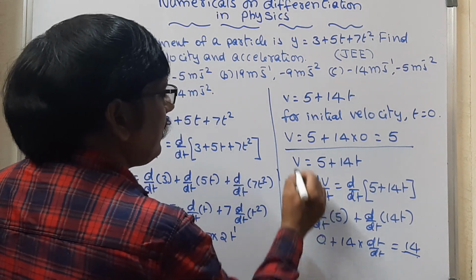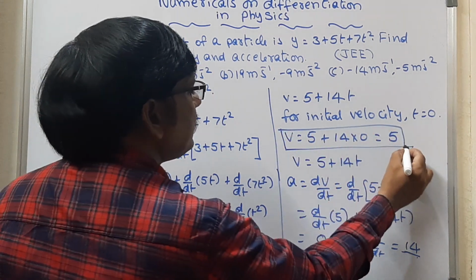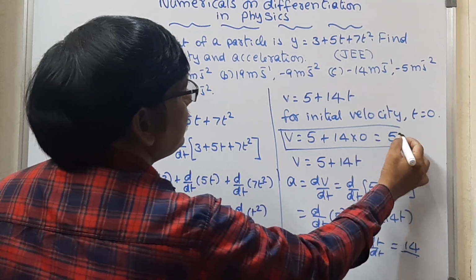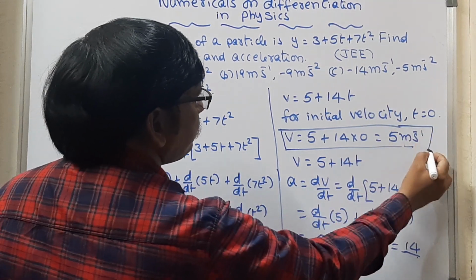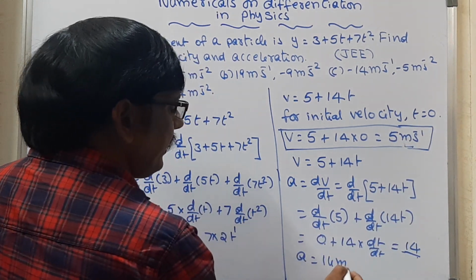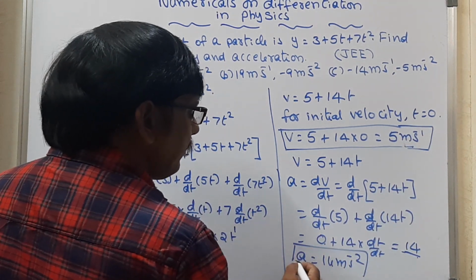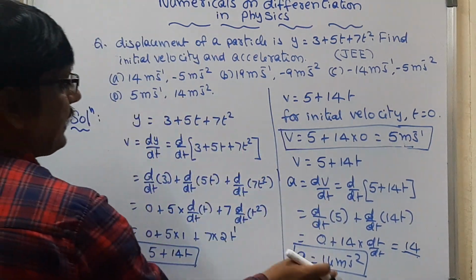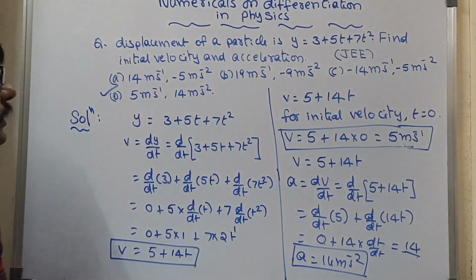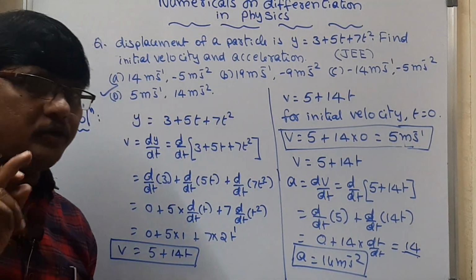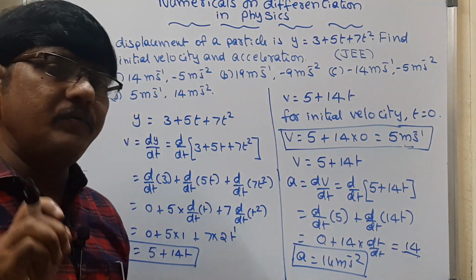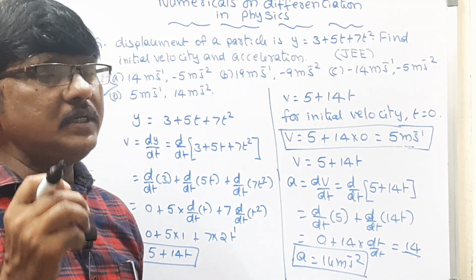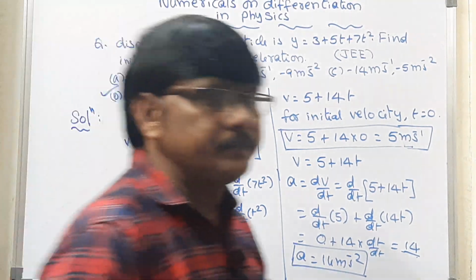So what we got: velocity is 5 meter second inverse, and acceleration is 14 meter second power minus 2. This is the option: velocity is 5 meter per second, and acceleration is 14 meter per second squared. This question was asked in the JEE, but you should notice some basics: if an object's initial velocity is asked, the time is 0. Okay, and take this one.